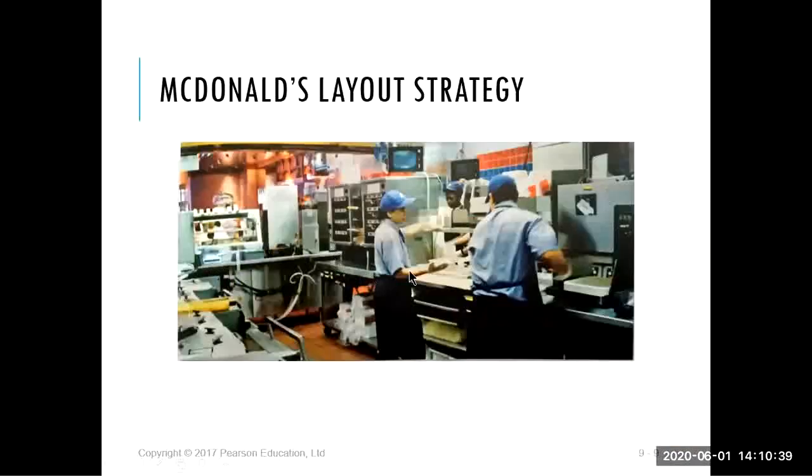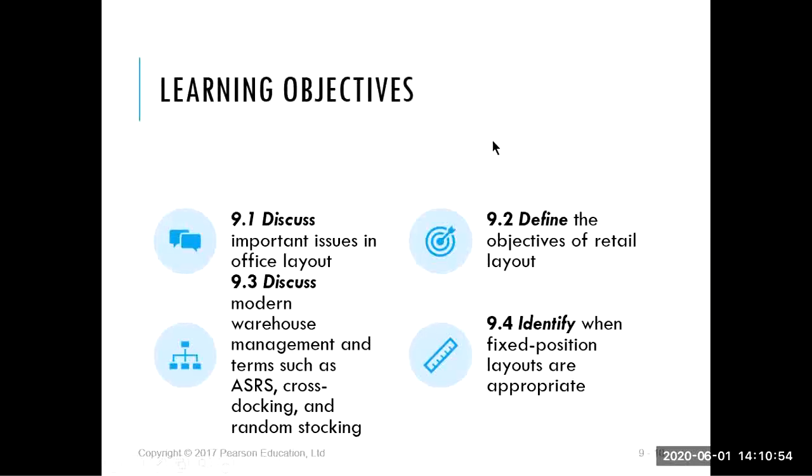This is the kitchen area. They improved the kitchen area so that they need fewer workers in it. They use more technology, so fewer workers, right? At the end of this chapter, you should get these 8 objectives.